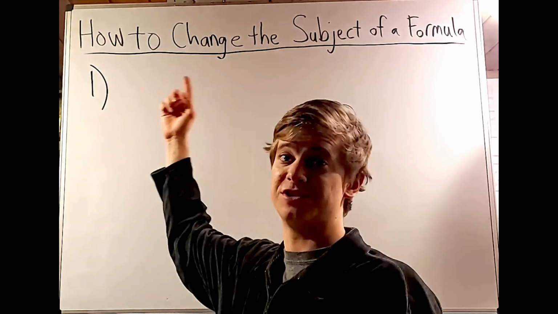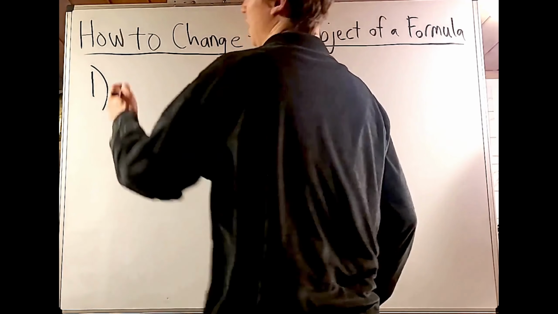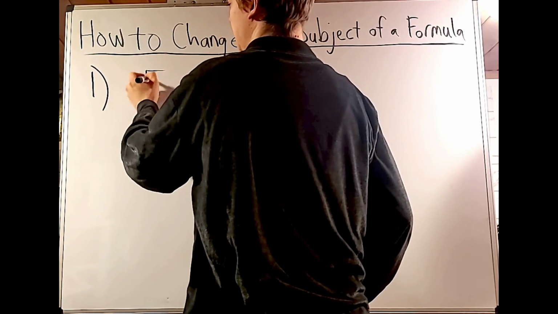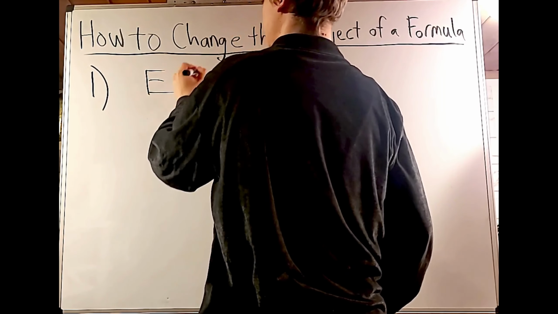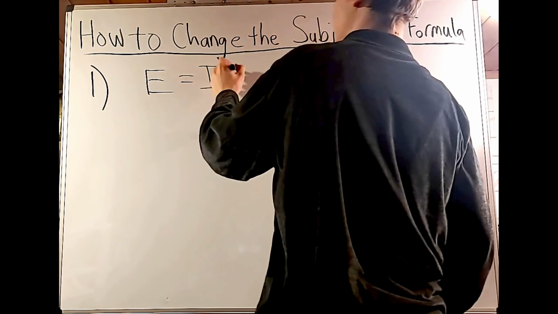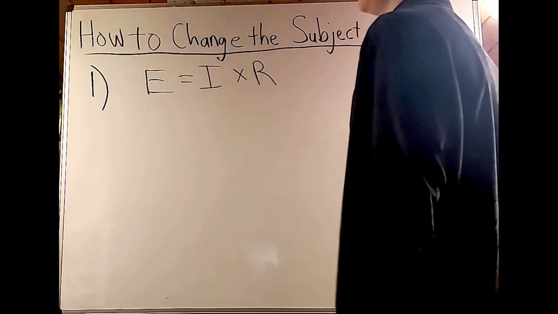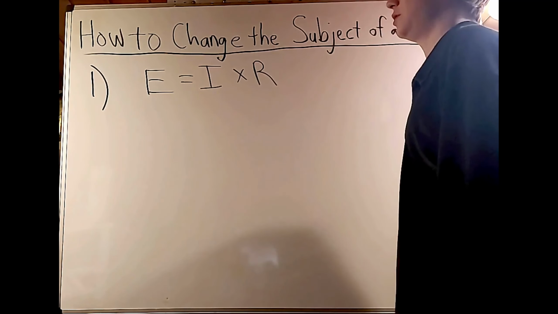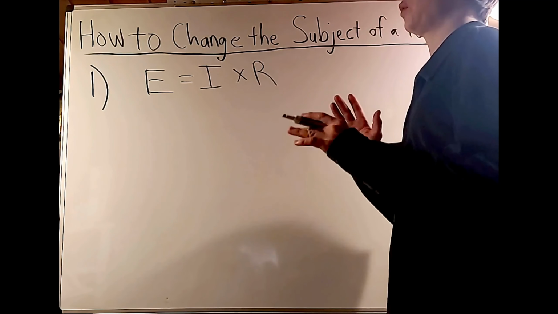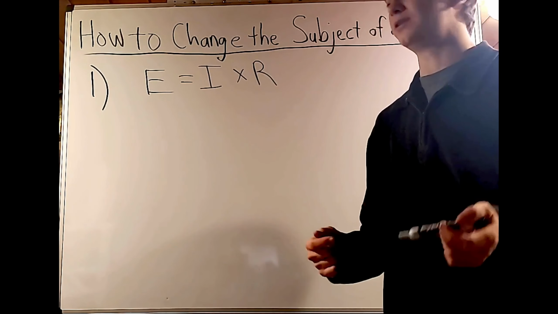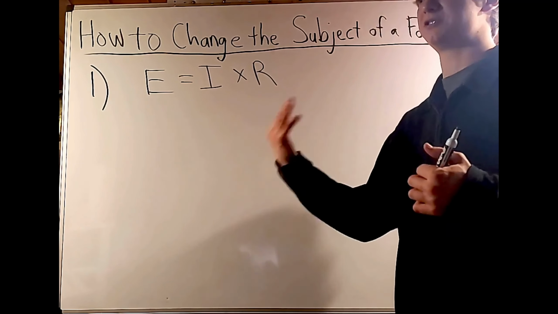How to change the subject of a formula. For example, a common electrical equation is that voltage is equal to current times resistance. There are some different ways that we can do this, and I'm going to show you a pretty straightforward method that's going to work for all of these. It's going to slowly build. We're going to start simple, and then get into some more complex stuff.